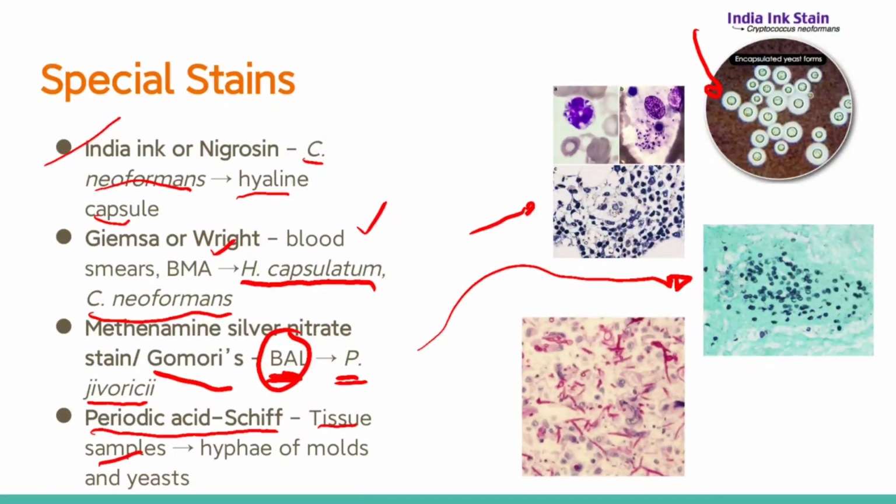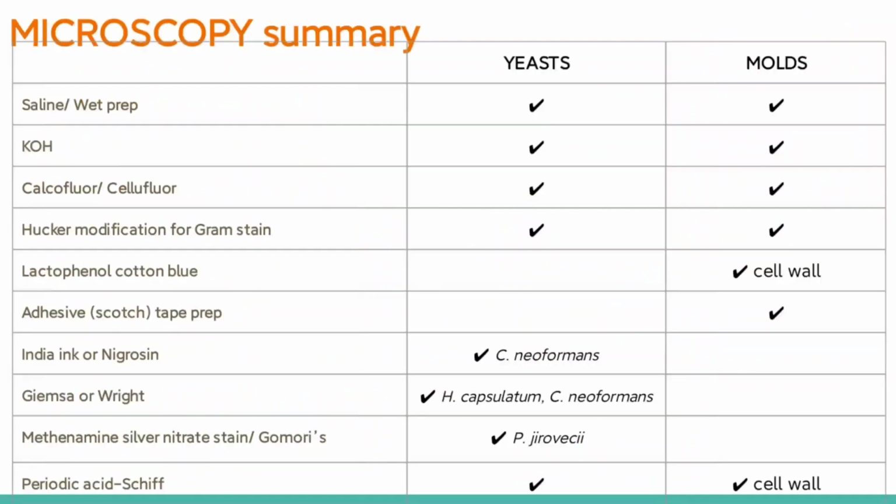India ink, Cryptococcus neoformans. Giemsa-Wright, malamang hematology. So, blood smears or bone marrow aspirate. Histoplasma capsulatum, Cryptococcus neoformans. Pag Gomori, we have the bronchoalveolar lavage for Pneumocystis jirovecii. And then, pag PAS, histopath, tissue samples, mga hypha or molds or mga yeasts. Okay, so ayan yung PAS. Okay, and then these are the summary. Ayan, ginawan ko kayo ng summary, no? Aralin nyo na lang na mabuti.